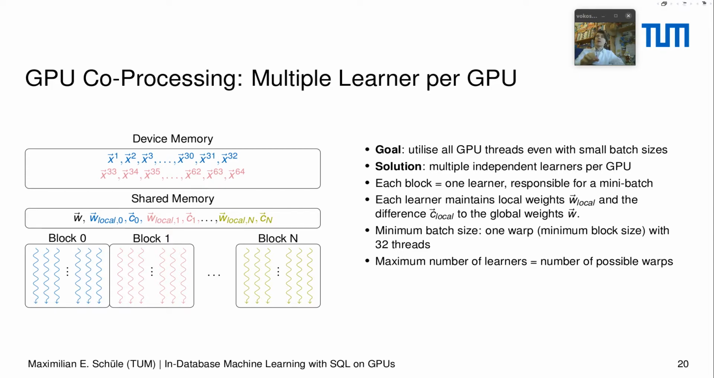So the solution is we have multiple independent learners at block size granularity. That means each block corresponds to one learner, and one learner is responsible for a batch. Each learner maintains its own independent local weights, W local, and it also maintains the differences C to the global weights, W. And as I said, we need at least one warp within a block, so the minimum batch size here is now one warp with 32 threads. And the maximum number of learners we can allow is the maximum number of possible warps that can be processed on a GPU.